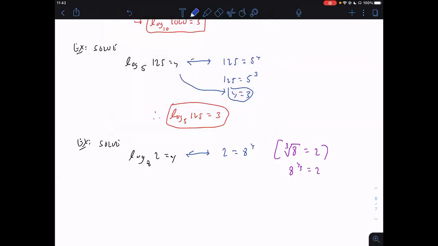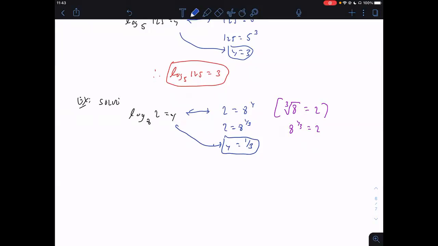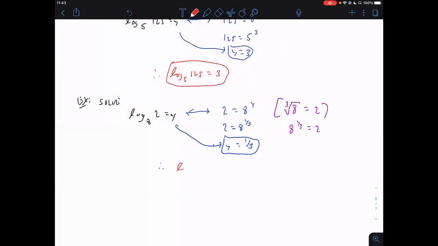So in order to get this number 2 from a base of 8, we have to take 8 and raise that to the 1/3, meaning that y here has to be this proper fraction of 1/3. Let's just formally write it as well. In other words, log base 8 of 2 equals 1/3.